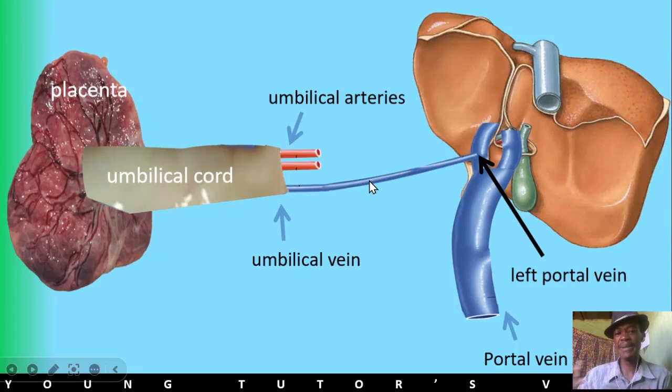But most of the blood, because of the resistance of the liver sinusoids, is going to find an alternative pathway to reach the systemic circulation in the IVC. So most of the blood, like 70 to 80% of blood, will find an alternative pathway through the ductus venosus. This ductus venosus is an alternative pathway for blood to flow from the left portal vein into the ductus venosus because of the resistance of the liver sinusoids.